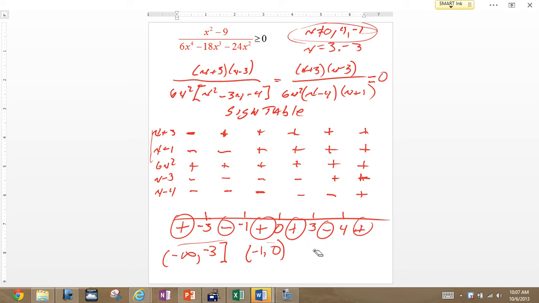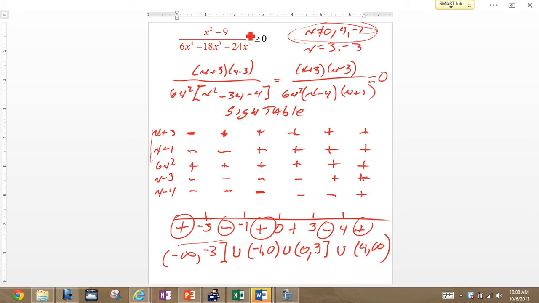So let me just clean that up a little bit. We've got this region in union with negative 1 to 0, not inclusive of those, in union with 0 to 3, and we can include the 3. And lastly, in union with 4 to infinity. We can't include the 4, but we have 4 going out to infinity. So there's 1, 2, 3, 4 regions where this expression will be above the x-axis.